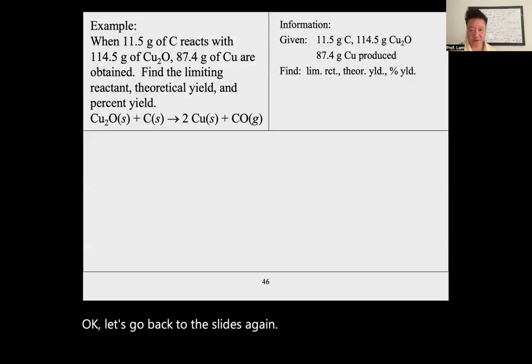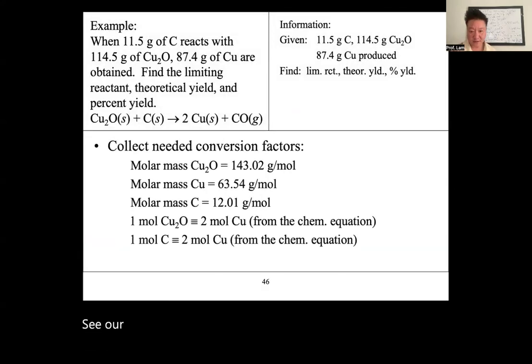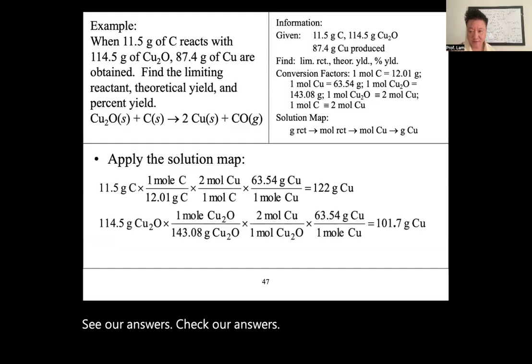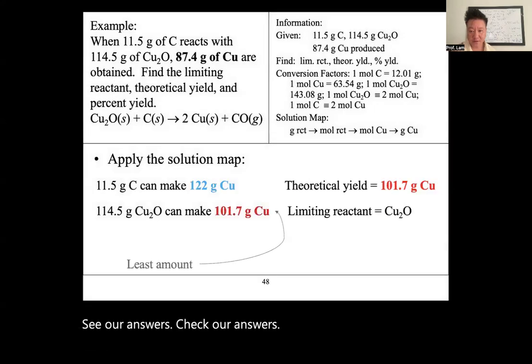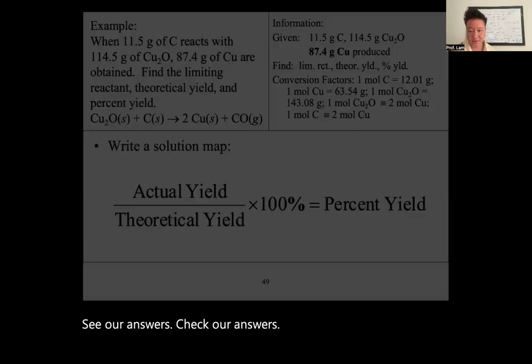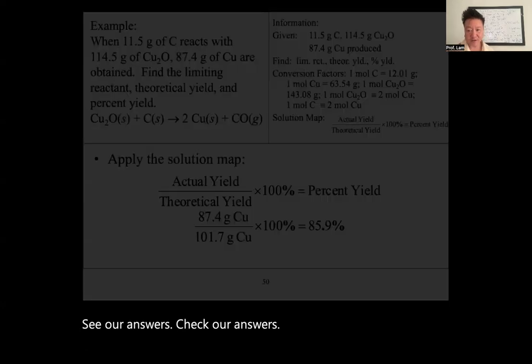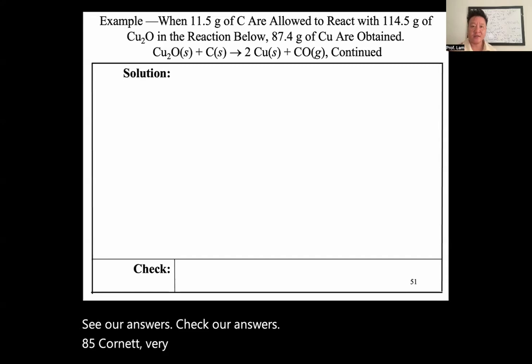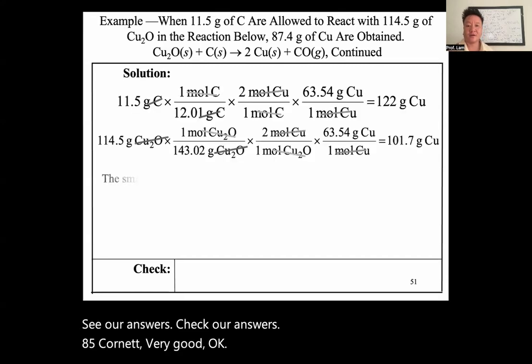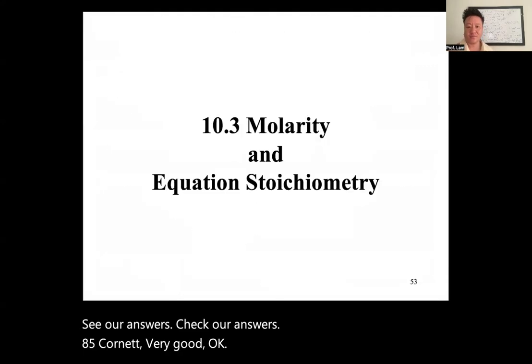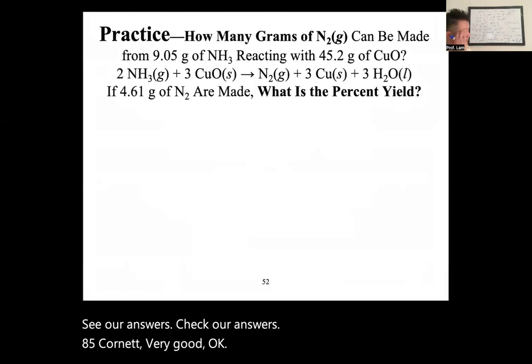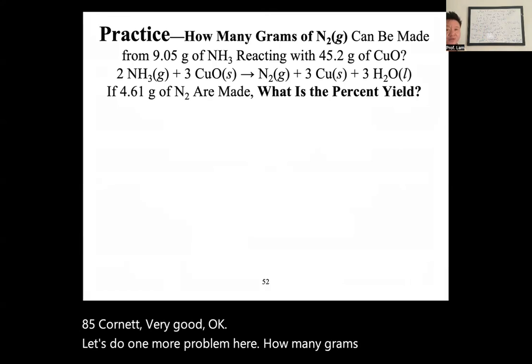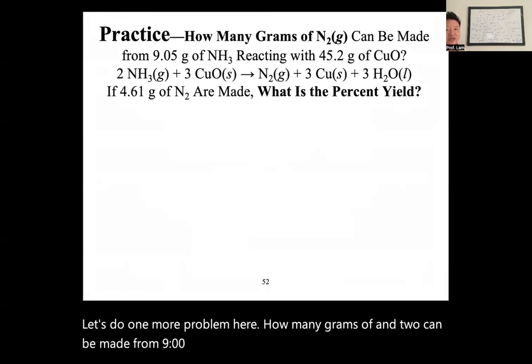See our answers. Check our answers. .9. Very good. Okay. Let's do one more problem here. How many grams of N2 can be made from 9.05 grams of NH3 reacting with 45.2 grams of CuO?